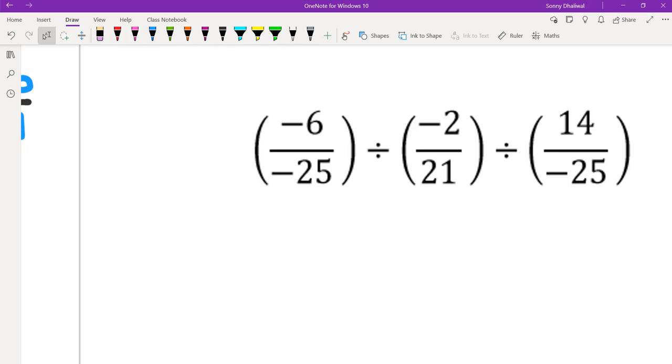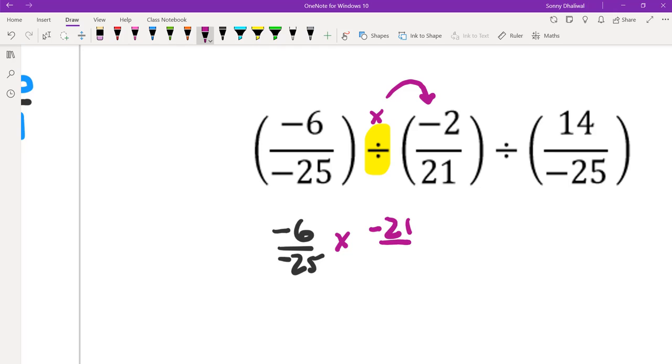Okay? Now, we don't divide. We always multiply. Right? When we turn a division into a multiplication, it flips the fraction to its right. It doesn't flip all of them, it just flips the one immediately to the right. So the first fraction is negative 6 over negative 25. I change that division into a fraction, and I flip it over.